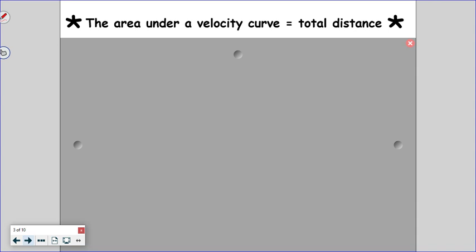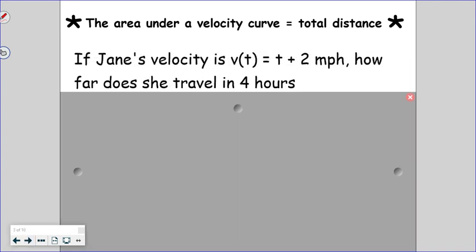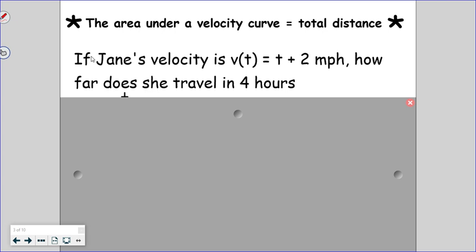We just saw a velocity that was constant. Let's look at a velocity that is not constant. If we change her velocity to the function t plus 2, how far does she travel in 4 hours? We again can do this geometrically, and we'll be able to do this geometrically if we are looking at some sort of a linear or constant function.